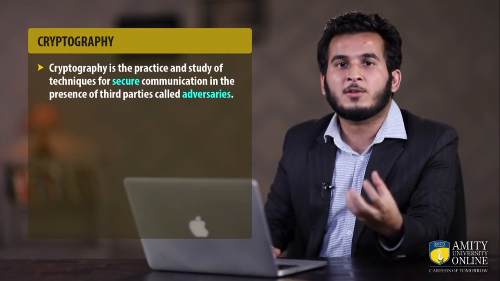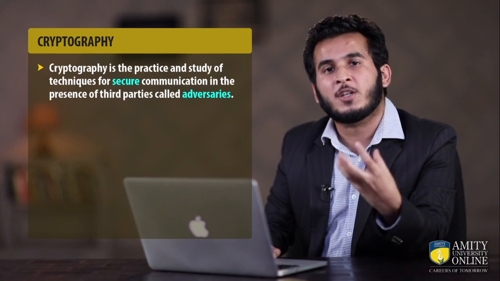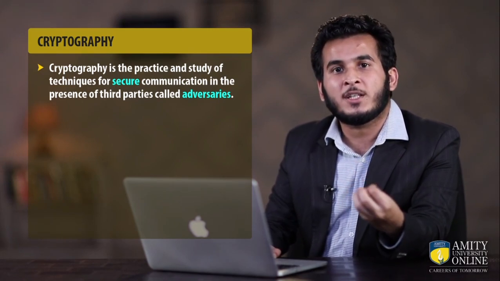Now let's discuss what is cryptography and hashing. Whenever you are communicating over a network or sending an email which has some confidential data, you don't want any third party to steal your data. So this is where the role of cryptography comes in. Cryptography is a practice of secure communication in the presence of a third party. That third party is known as an adversary.